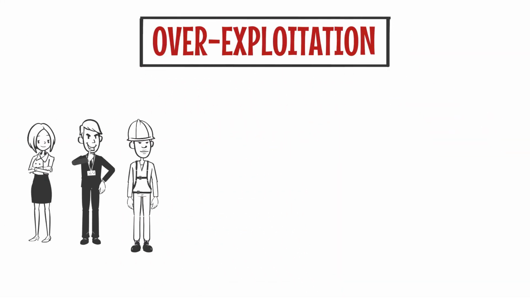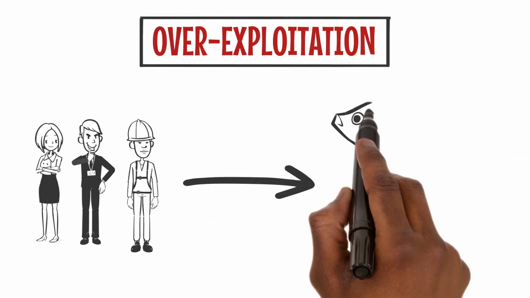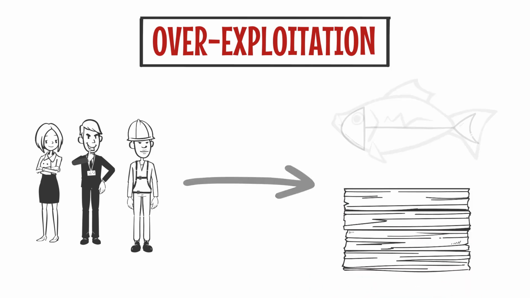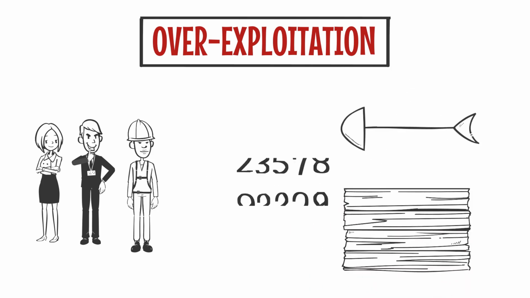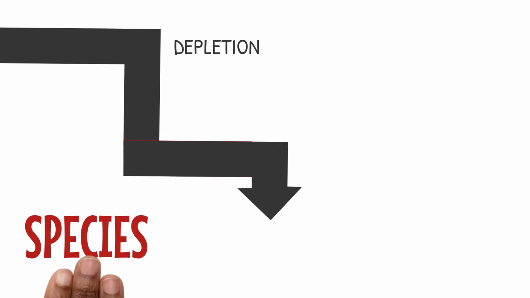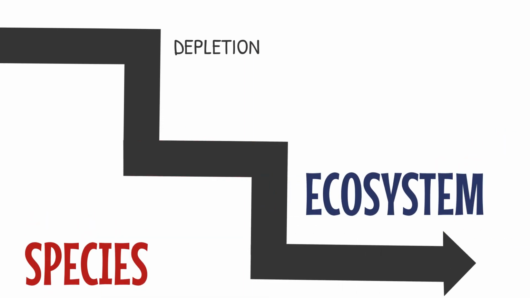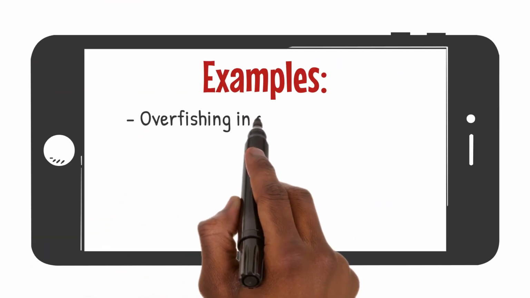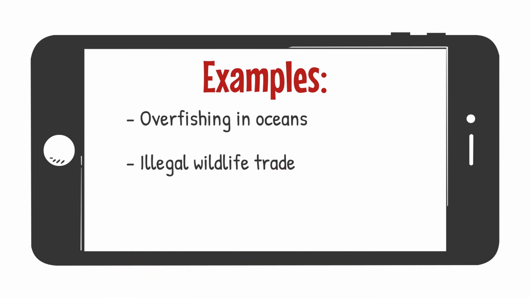Overexploitation occurs when humans exploit natural resources like fish, timber, and wildlife at an unsustainable rate. This leads to the depletion of species and ecosystems. Examples include overfishing in oceans, illegal wildlife trade, and excessive logging in forests.